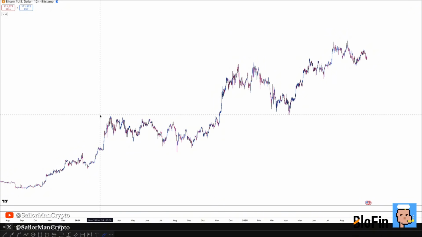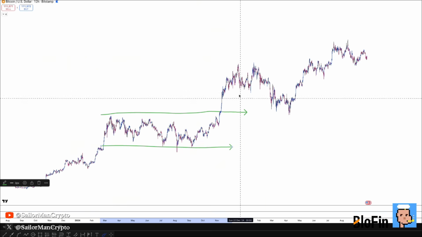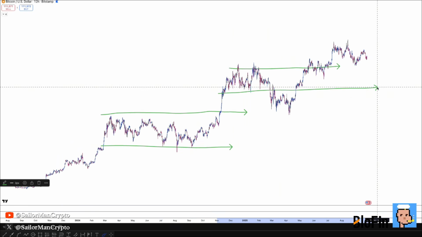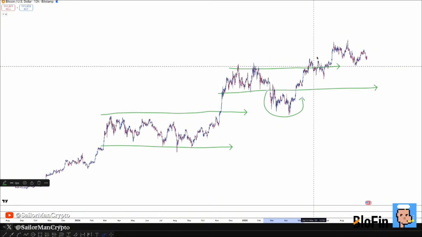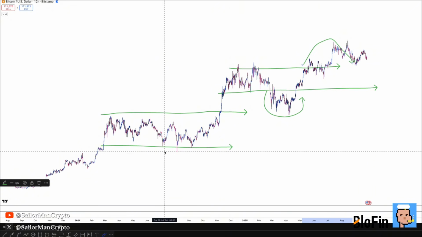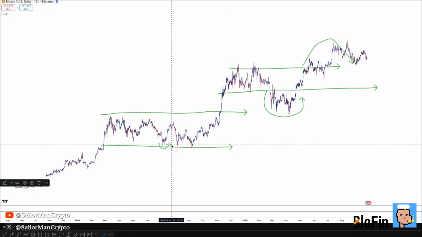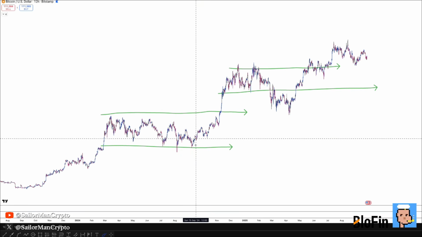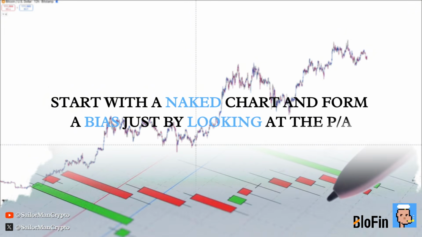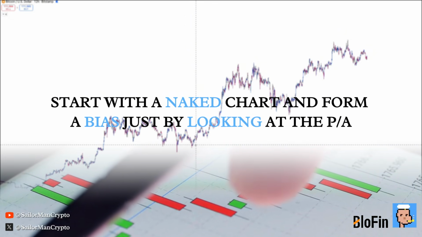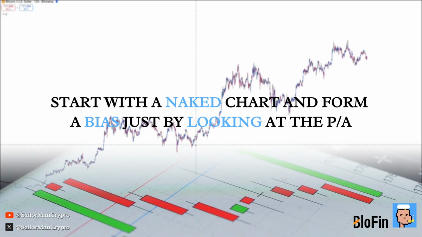If I start to do this on a chart and you open it, you already will have some bias, okay? If I start to do stuff like this on this chart, you will have a different read of this chart than when the chart is naked. So I always like to start with a naked chart and to judge the context and form a bias just looking at the price action.